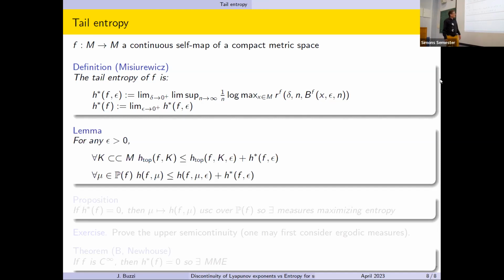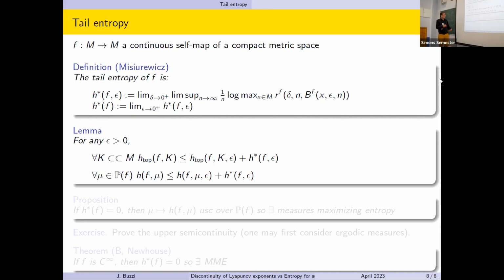I think what we will use, and what sheds the most light on why it's interesting to make this definition, is the following. When you want to compute the entropy, either the topological entropy of a set, or the entropy of an invariant measure, the tail entropy tells you, don't worry, you can compute it at some fixed scale. Here I have fixed some positive epsilon. And I can tell you in advance how much you may have lost by working at this fixed scale and not letting the scale go to zero. The answer is the tail entropy.